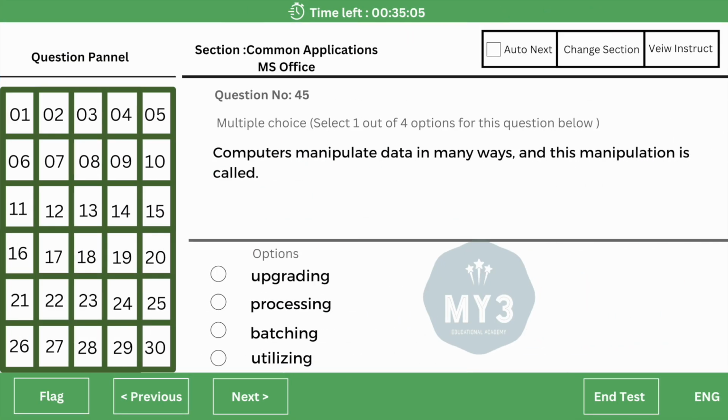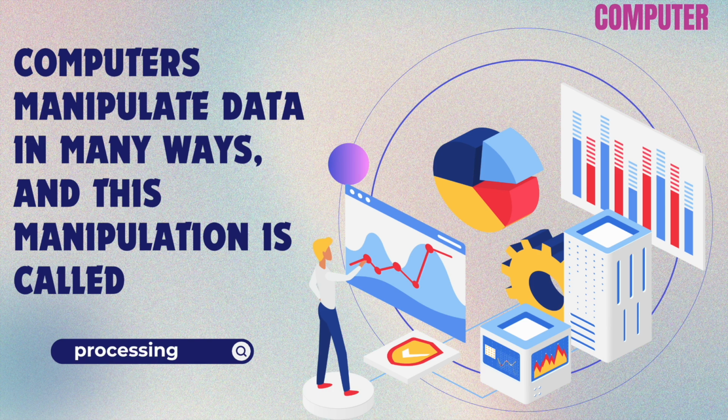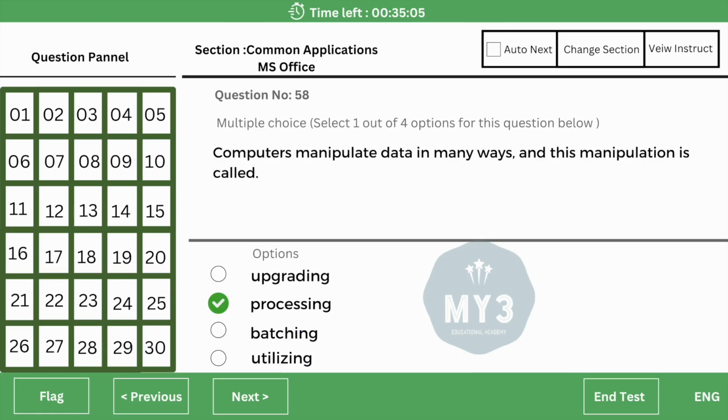If you observe here, in common applications on MS Office, they gave a question: computers manipulate the data in many ways, and this manipulation is called upgrading, processing, batching or utilizing. So what will be the correct answer choice? Manipulating the data in many ways, this manipulation is called what? Processing the data. So the answer must be processing. You can mark the answer as option B here.